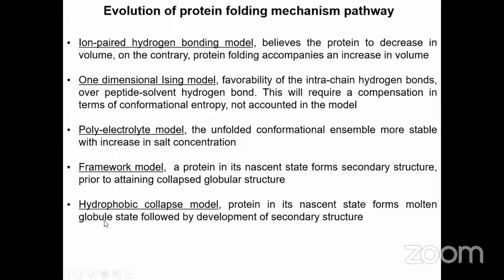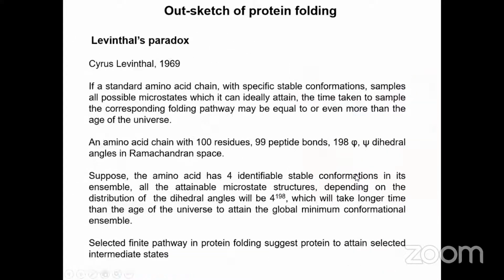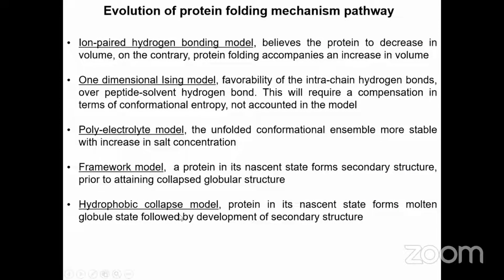Recent models which have been discussed are the framework model, where a protein is believed to be in its nascent state, as described in the folding funnel. It believes that in the nascent state, it attains the secondary structural propensity, followed by globular compaction by forming a collapsed globular structure. And the more prevalent in today's times is the hydrophobic collapse model, where the protein in its nascent state forms a molten globule state followed by development of secondary structures. So immediately after its generation from the ribosome, it attains a molten globule kind of metastable state, like a hydrophobic collapse, which means the hydrophobic moieties of the protein come closer to each other, and then it forms a globular-like structure before the formation of its corresponding secondary structure.